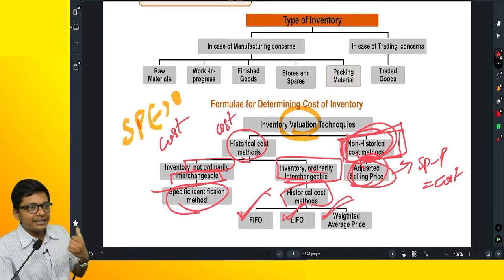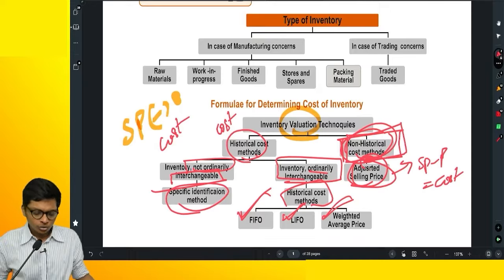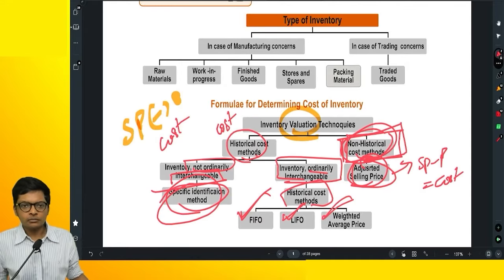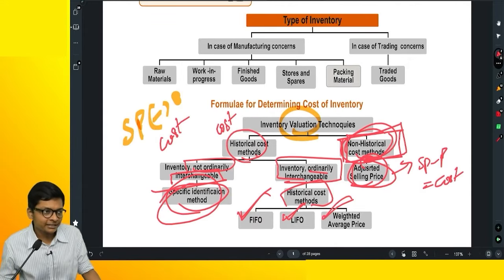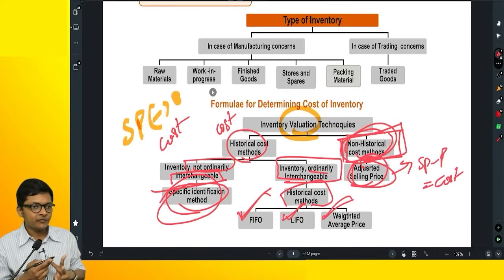Exactly, cost can be connected. Are you following, guys? Understanding? So this is which method, guys? Specific identification method. Only theory is there. Clear, guys? We have 3 theories left. This is one theory. Following?